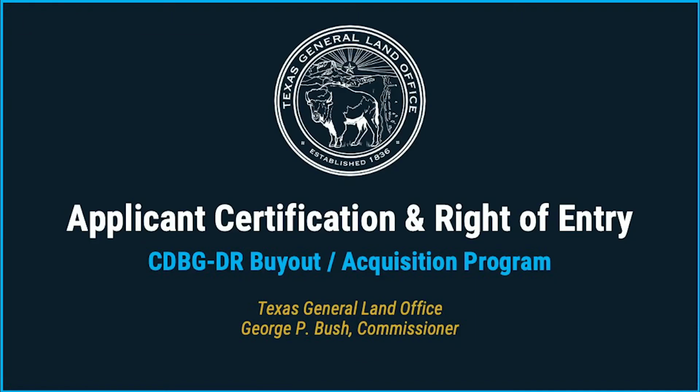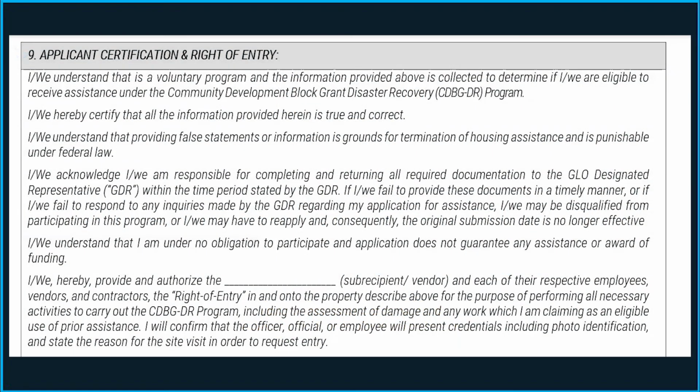Section 9 is where the applicant completes various legal acknowledgments and certifications. The certifications include: in the first certification, the applicant acknowledges that this is a voluntary buyout or acquisition program, and that they do not need to participate and can withdraw at any time. It states, "I understand that this is a voluntary program, and the information provided above is collected to determine if I am eligible to receive assistance under the Community Development Block Grant Disaster Recovery Program.